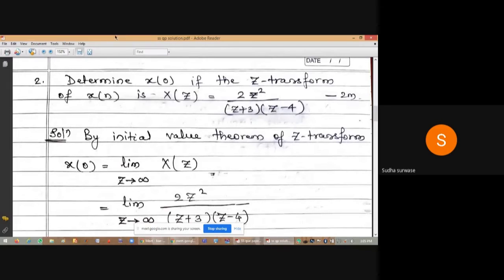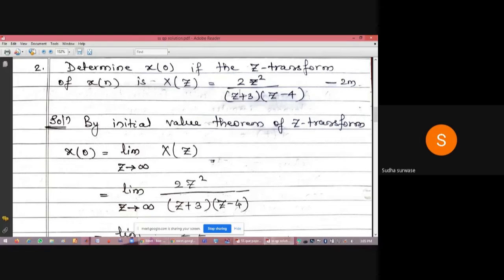Determine x of 0 if the z transform of x of n is X of z equal to 2z square upon (z plus 3) into (z minus 4). Very good. So we have to compute x of 0. We can use the initial value theorem of the z transform, which says x of 0 is equal to limit z tends to infinity of X of z.